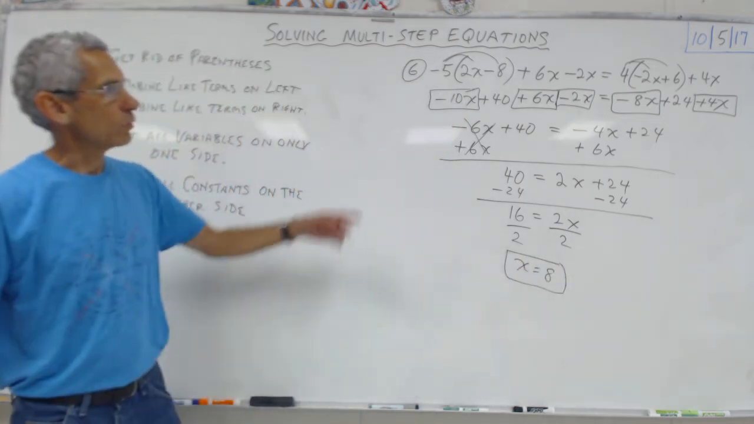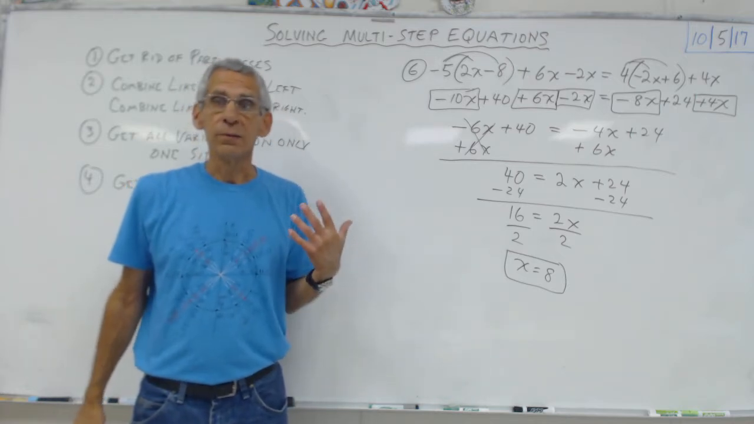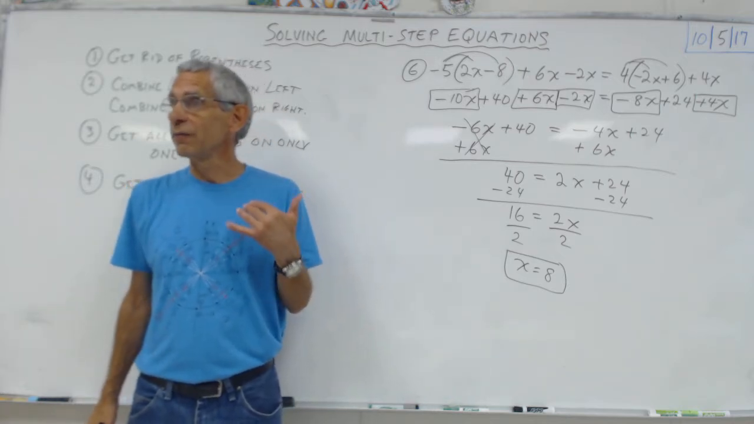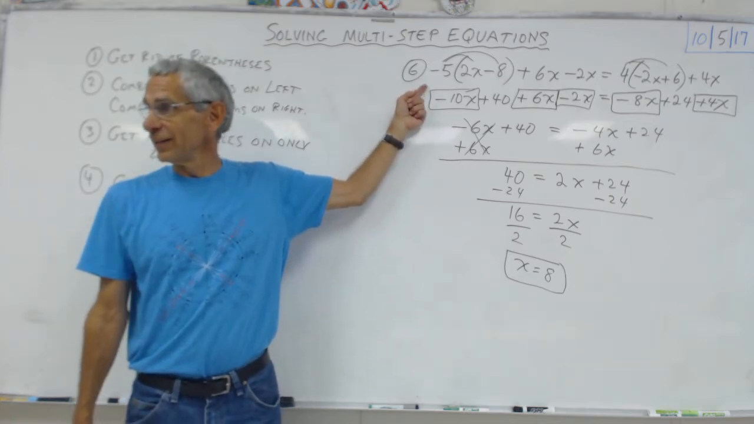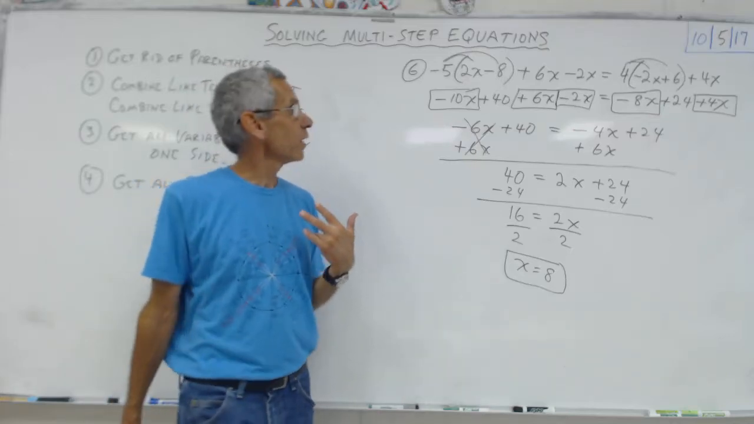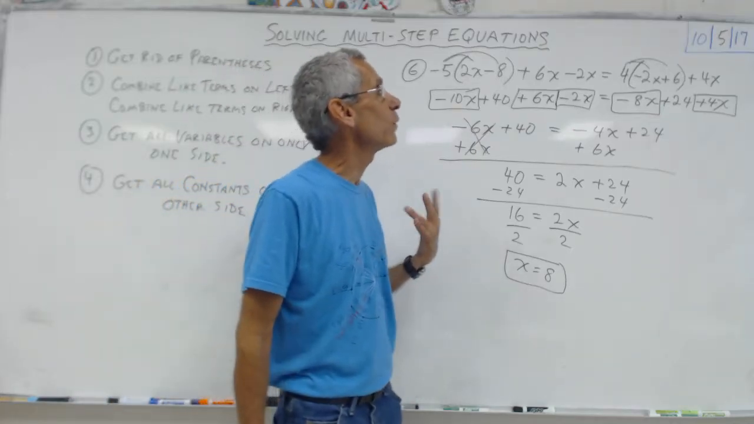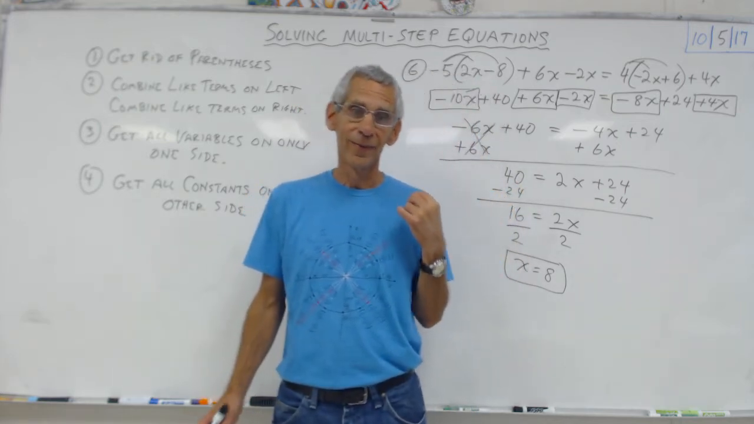Wow. So next time you want to go out to eat, and you want to set reservations up for 8 people, you just tell them the number of reservations I'd like would be negative 5 parenthesis 2x minus 8 parenthesis plus 6x minus 2x equals 4 parenthesis negative 2x plus 6 parenthesis plus 4x. Thank you so much. Goodbye.